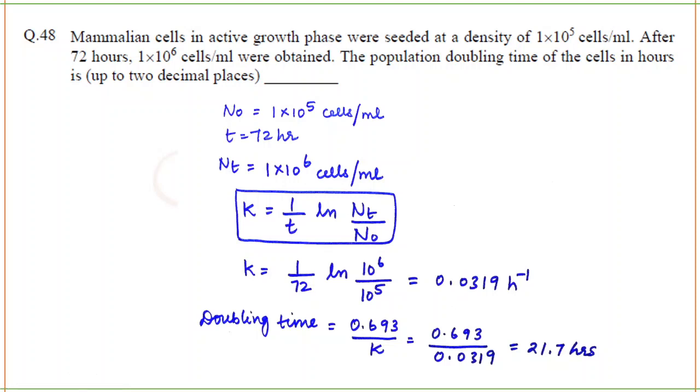If you solve this, you will get 0.0319 per hour. Now, you're going to find out doubling time. Doubling time is equal to 0.693 by K. That is 0.693 divided by 0.0319. If you solve this, you'll get it as 21.7 hours. That is the doubling time of mammalian cells.